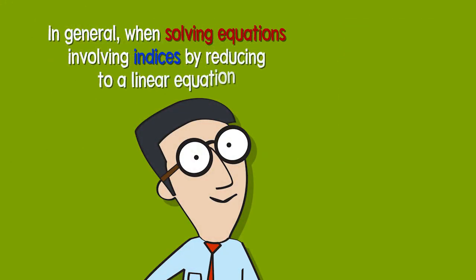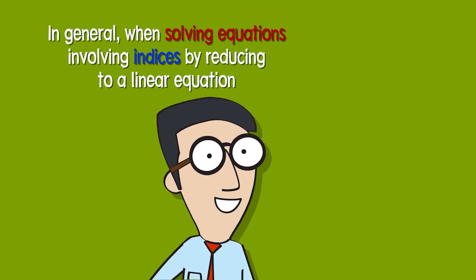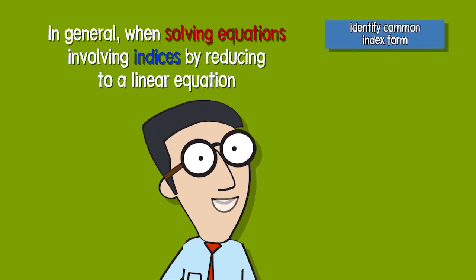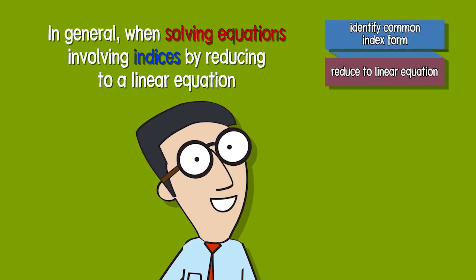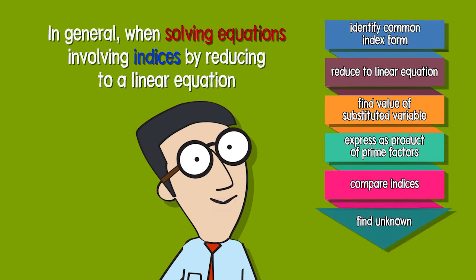In general, when solving equations involving indices by reducing to a linear equation, first, we identify the common index form and reduce to a linear equation by substitution. Then, we find the value of the substituted variable and replace it back with the common index form. Next, we express the constant as a product of prime factors so as to compare the indices to find the unknown in the equation.